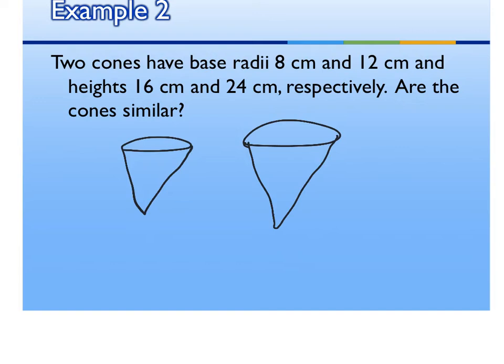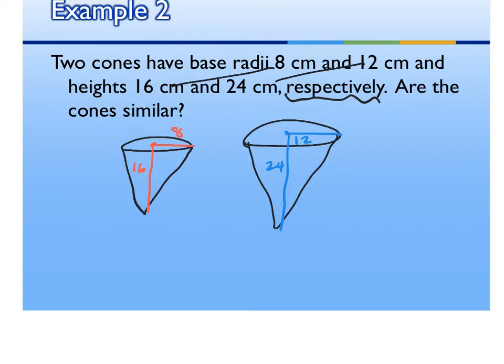So this one says it has a radius of 8 and it's got a height of 16. And this one says a radius of 12 with a height of 24. Notice the word respectively here. So this tells me that the 8 goes with the 16 and the 12 with the 24. So it wants me to check to see, are these cones similar?